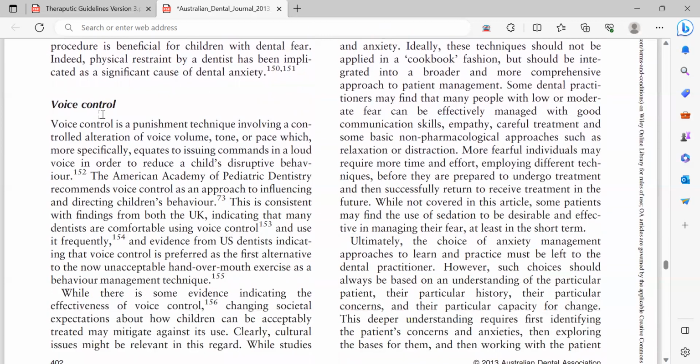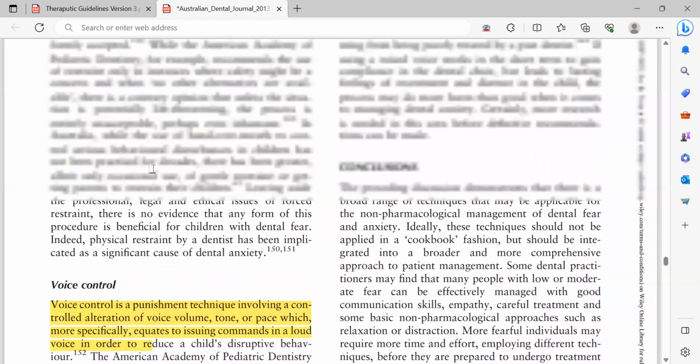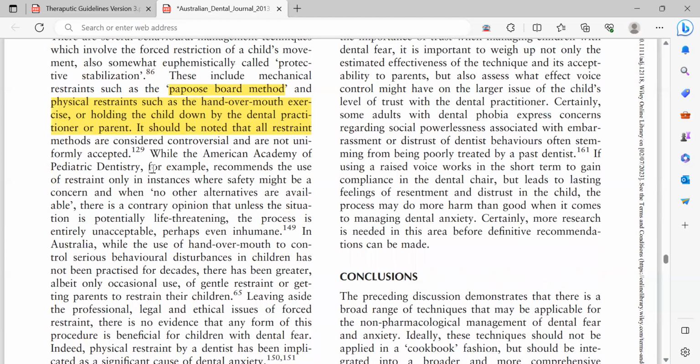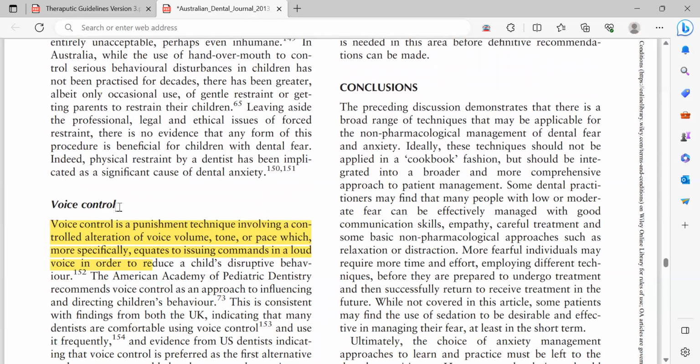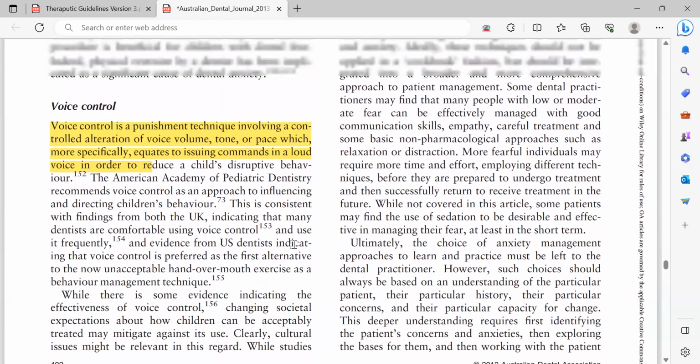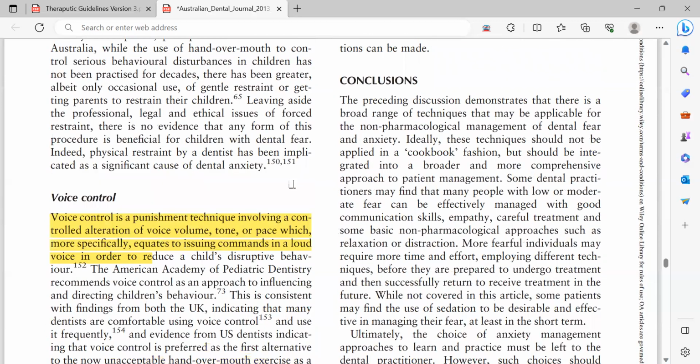And the other thing is voice control. It is sometimes a punishment technique involving a controlled alteration of the voice volume, tone, or pace, which more specifically equates to issuing commands. These techniques are generally for very uncooperative kids who are not listening to you at all. You can try voice control, where you increase your voice tone, volume or pace to help control them. Okay, so we are done with all the techniques.